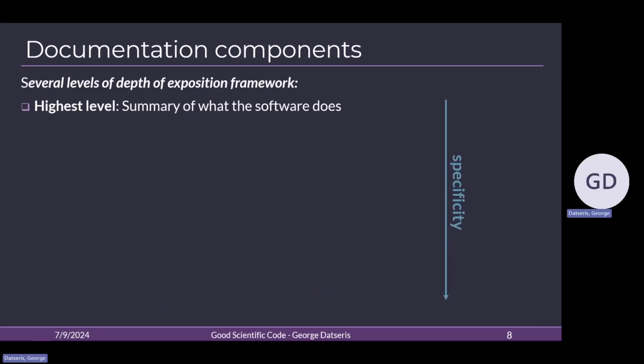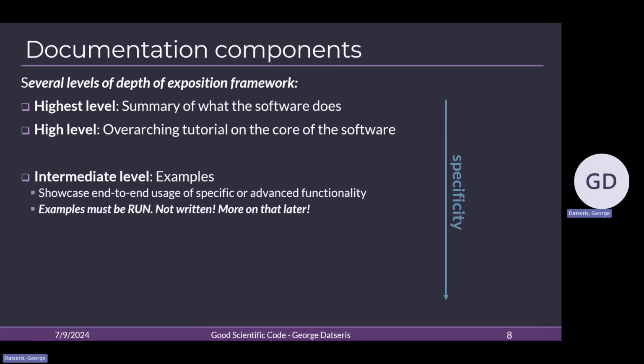Now we go down in terms of specificity. We go down in depth. So the next level is the high level, which is an overarching tutorial on the core of the software as a whole. Then we have an intermediate level, which is composed of examples. So examples showcase end-to-end usage of a specific or an advanced functionality of the software. Now, both the examples and the tutorial, I classify them approximately the same. They have to be run and not written. I will explain what this means later, but I want you to try and really remember this phrase, examples must be run, not written. Keep this in the back of your mind.